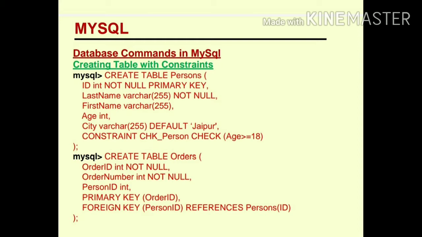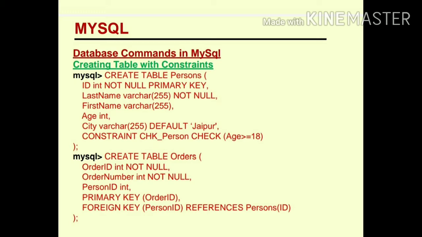Order ID integer not null, order number integer not null, person ID integer. Here we are making person ID a foreign key. After the comma, primary key. This is another way to declare a primary key. You can give primary key with the name of the column, as well as when the definition is over, you can write primary key and the name of the column which you want to make the primary key. Primary key is order ID, comma.